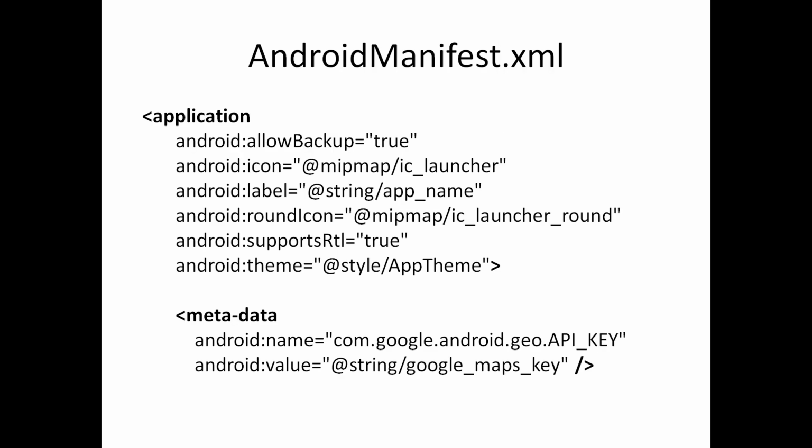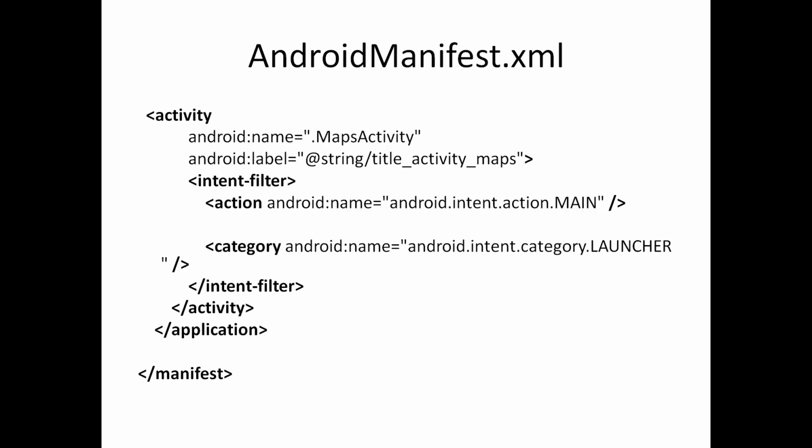In the AndroidManifest XML file we are setting allowBackup, then its icon, and we enable its label as the app name, and we have the round icon and its theme. Then we are also providing some metadata, that is com.google.android.geo.API_KEY, and this API key is used to access the map for our applications. And then we are using the intent filter with the Android intent category to launch the map files in the application.